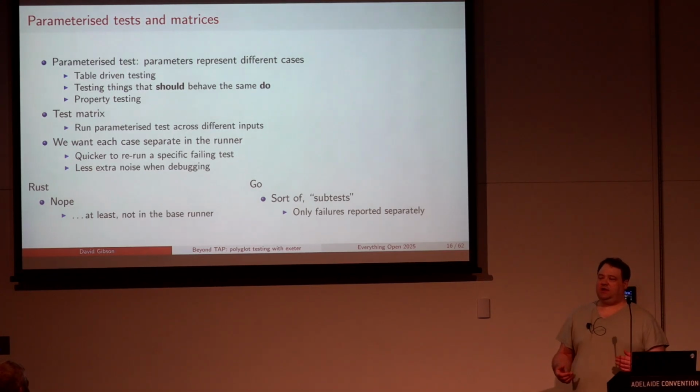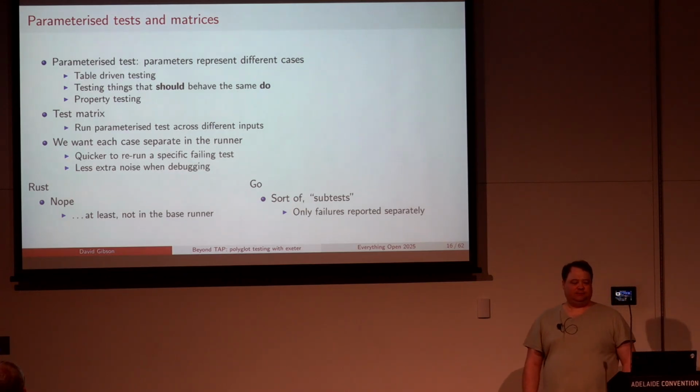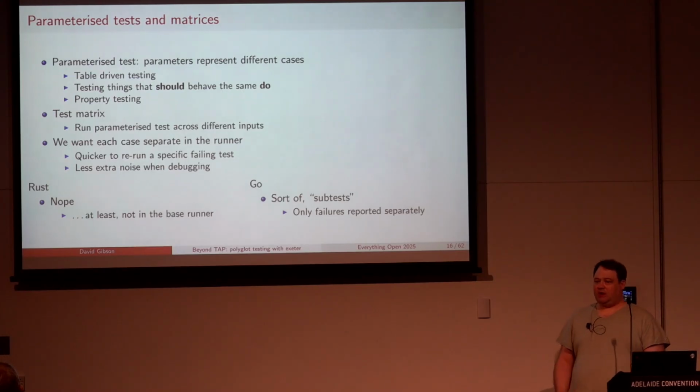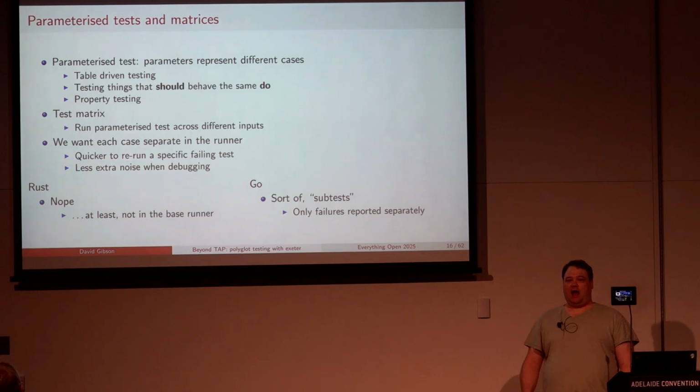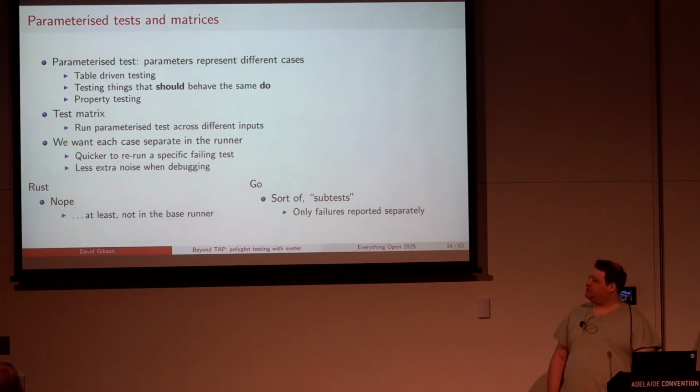And we'd like for these to still be separate cases in the runner, like I said, so it's quicker to rerun a specific test if it's failing. It's less extra noise when you're debugging, extra traces and so forth. And so what do we have in the way of support for this?